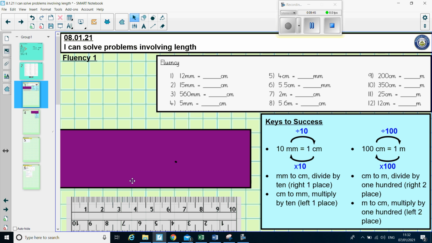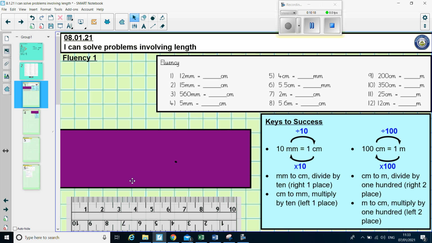So question 1, 12 millimetres is 1.2 centimetres. Number 2, 15 millimetres is 1.5 centimetres. Number 3, 560 millimetres is 56 centimetres. Number 4, 5 millimetres is 0.5 centimetres. Number 5, 4 centimetres is 40 millimetres. Number 6, 5.5 centimetres is 55 millimetres.